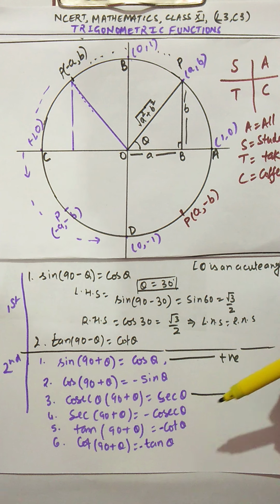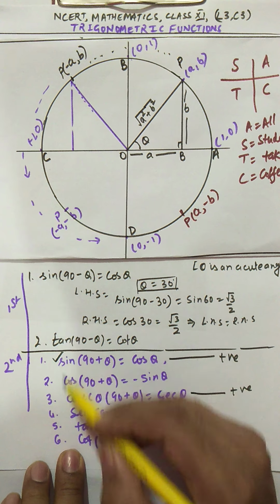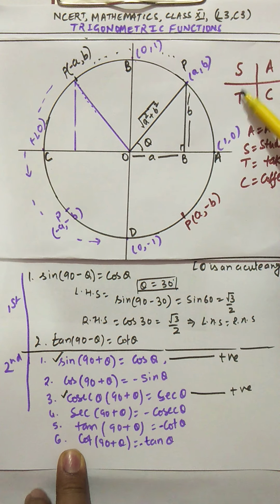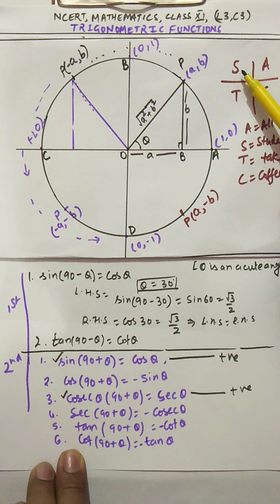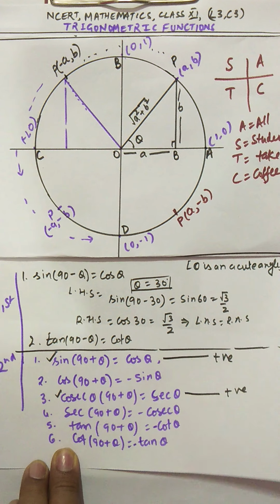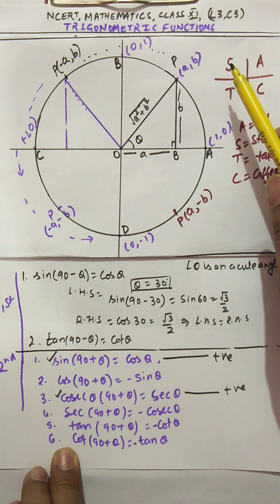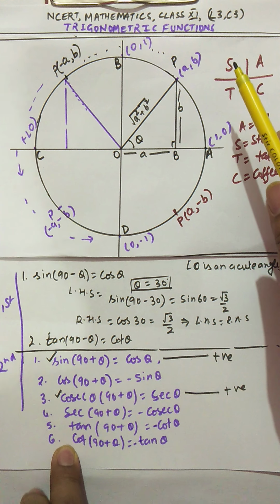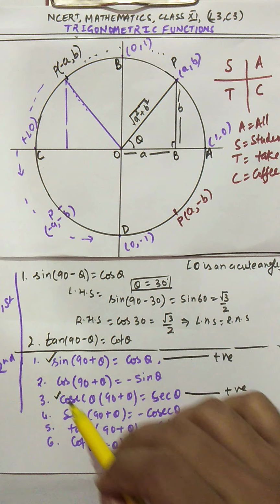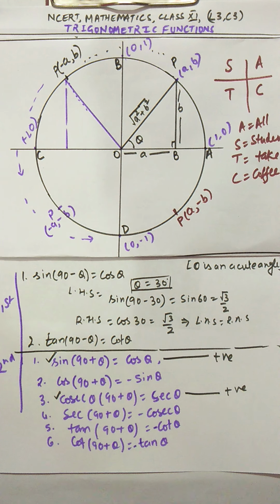So you see why these are positive and why the rest are negative: because sin theta and cosec theta are positive in the second quadrant and the rest are negative. We discussed in the previous class also that only sin and cosec will be positive in the second quadrant and the rest will be negative.